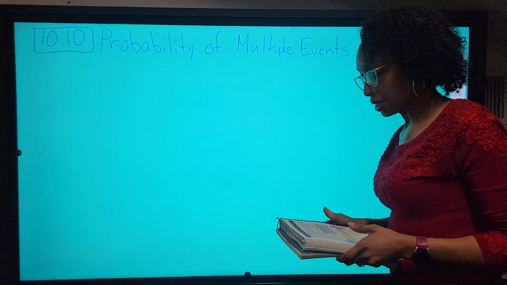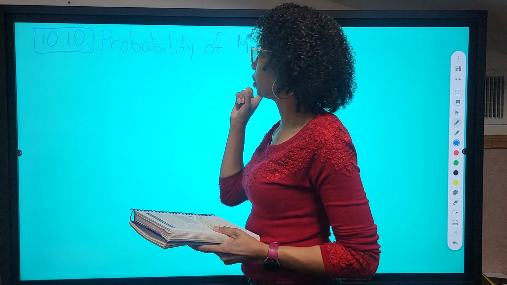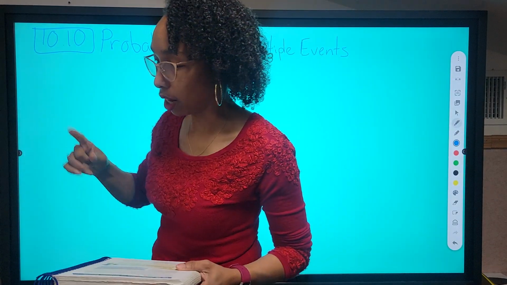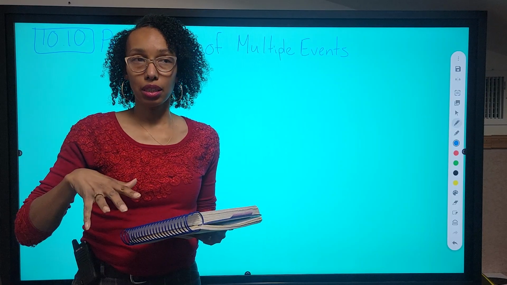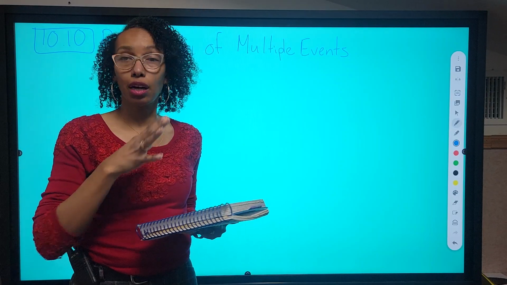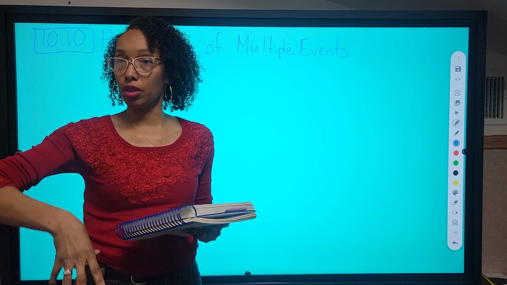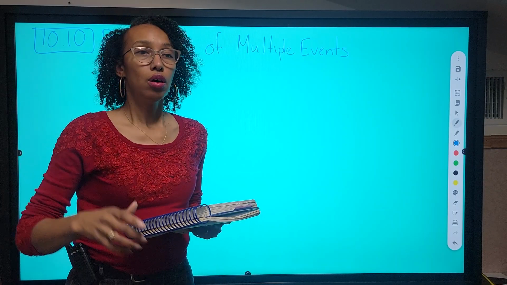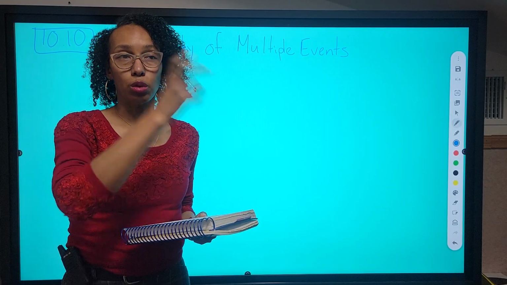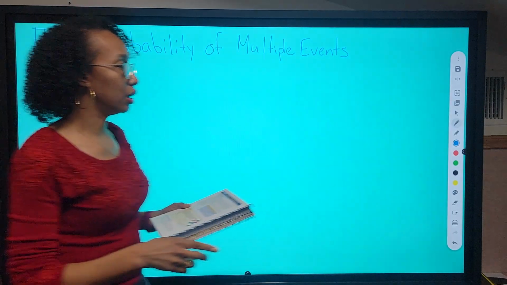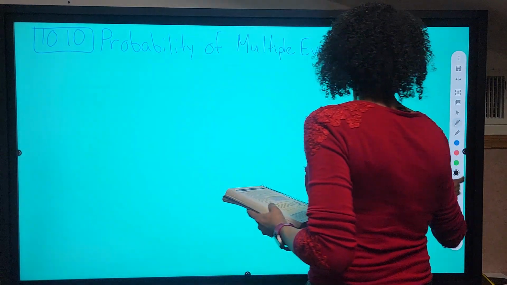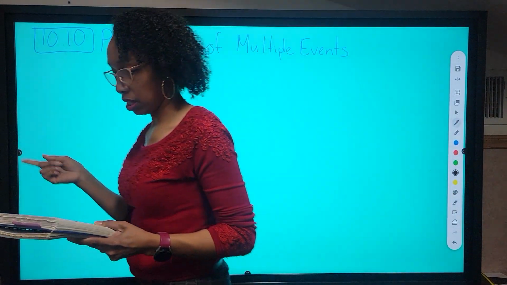Today's lesson is 10.10, probability of multiple events. In the last section we talked about finding the probability of just doing one thing. This section will talk about doing more than one thing. So instead of just drawing one marble, we'll draw this marble and then another marble, okay? And there's a couple different things that can affect the probability when we're doing more than one event.